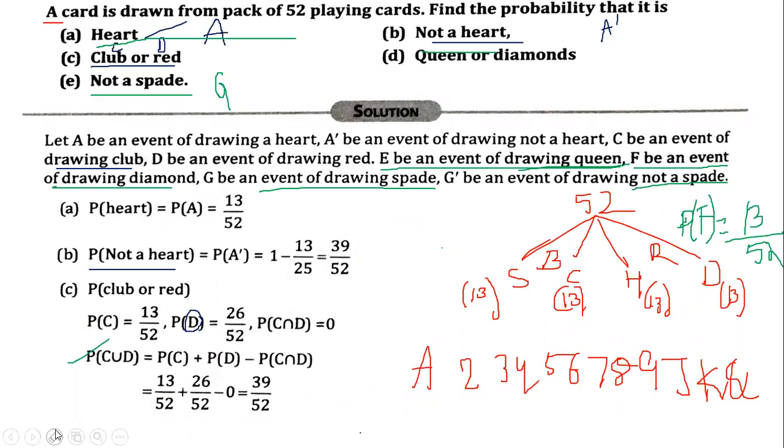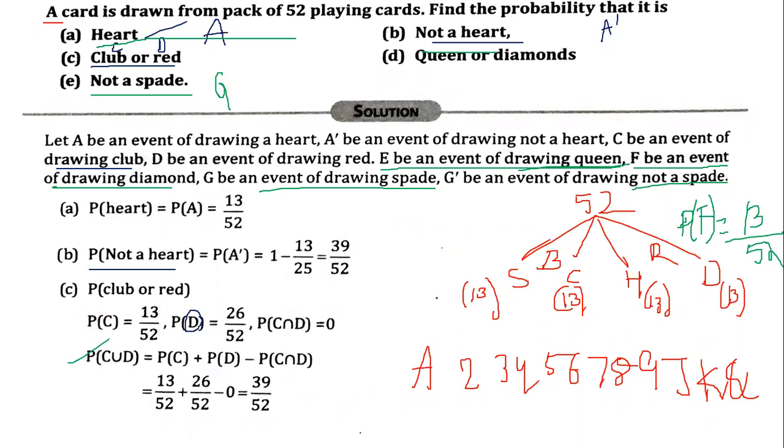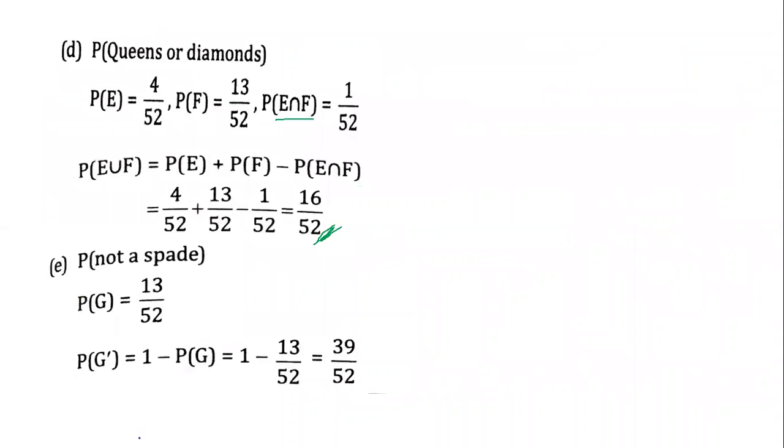So we have 13 spade cards in the pack of 52. 13 spade cards in the pack of, sorry, 52. So we have 13 spade cards out of 52. Now this gave us the spade cards.